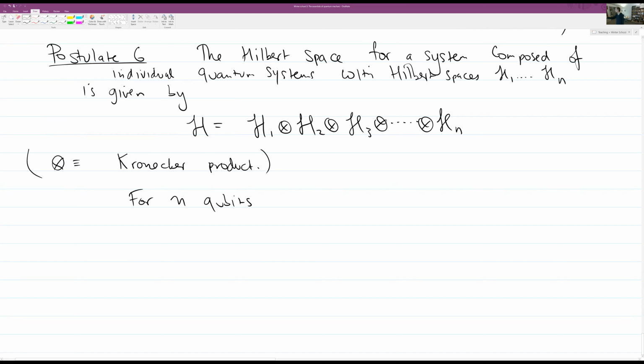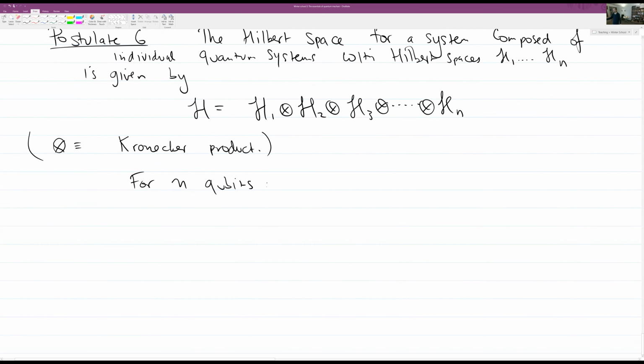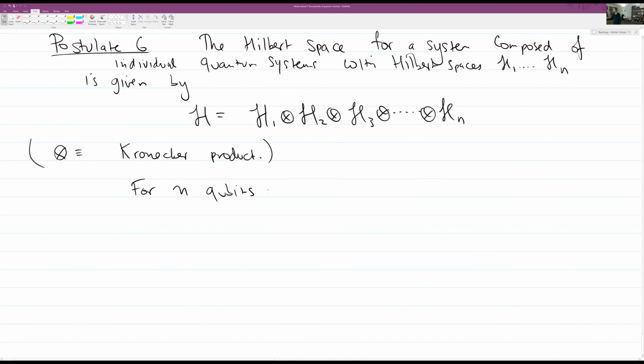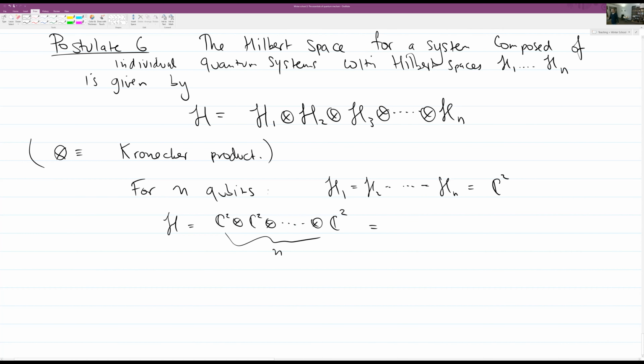So you don't ever have to worry. You'll learn the rules quickly anyway. But at this stage, it's important not to get hung up about this definition. Just be pragmatic about its application. So for n qubits, H1 equals H2, they're all qubits, so they're all modeled by C to the 2. And so then, what on earth is this H? Well, it's C2 tensor C2 tensor and so on, n times. What does this mean? It turns out this vector space is exactly given by C to the 2 to the n. And I'll explain the rules now for how to build vectors in this bigger Hilbert space, how to reason about them, and then we've done the postulates of quantum mechanics. So let's do that.